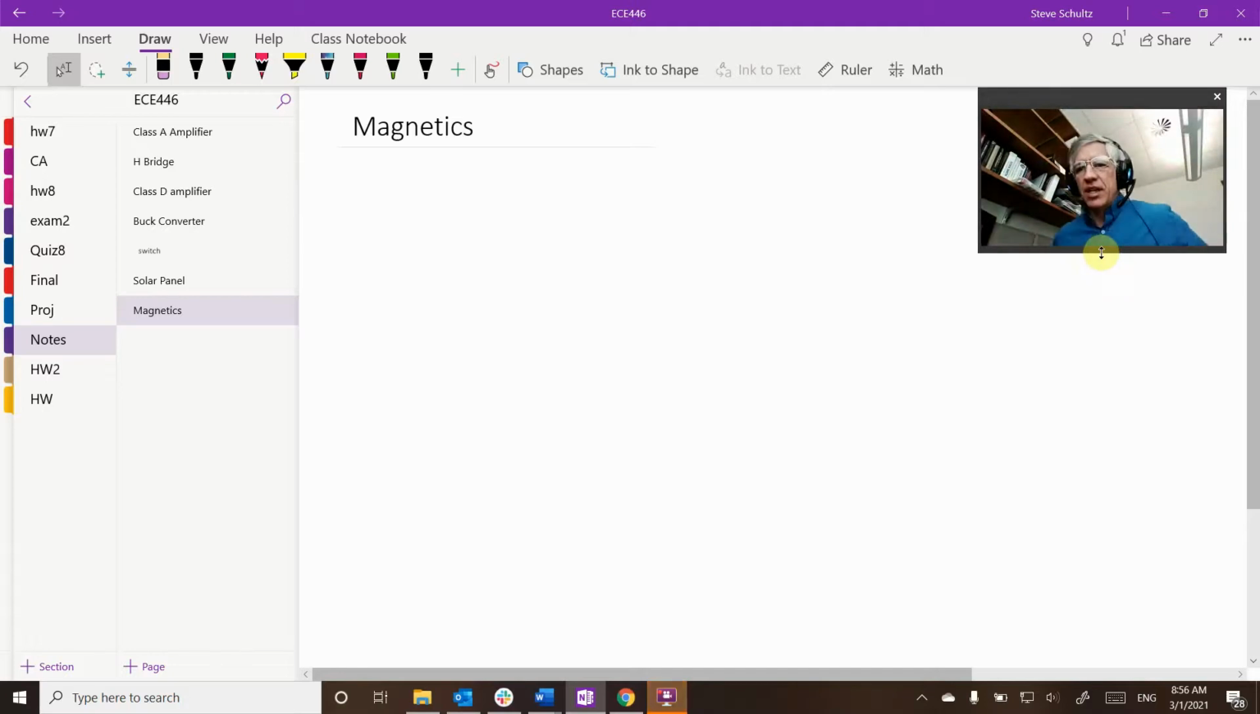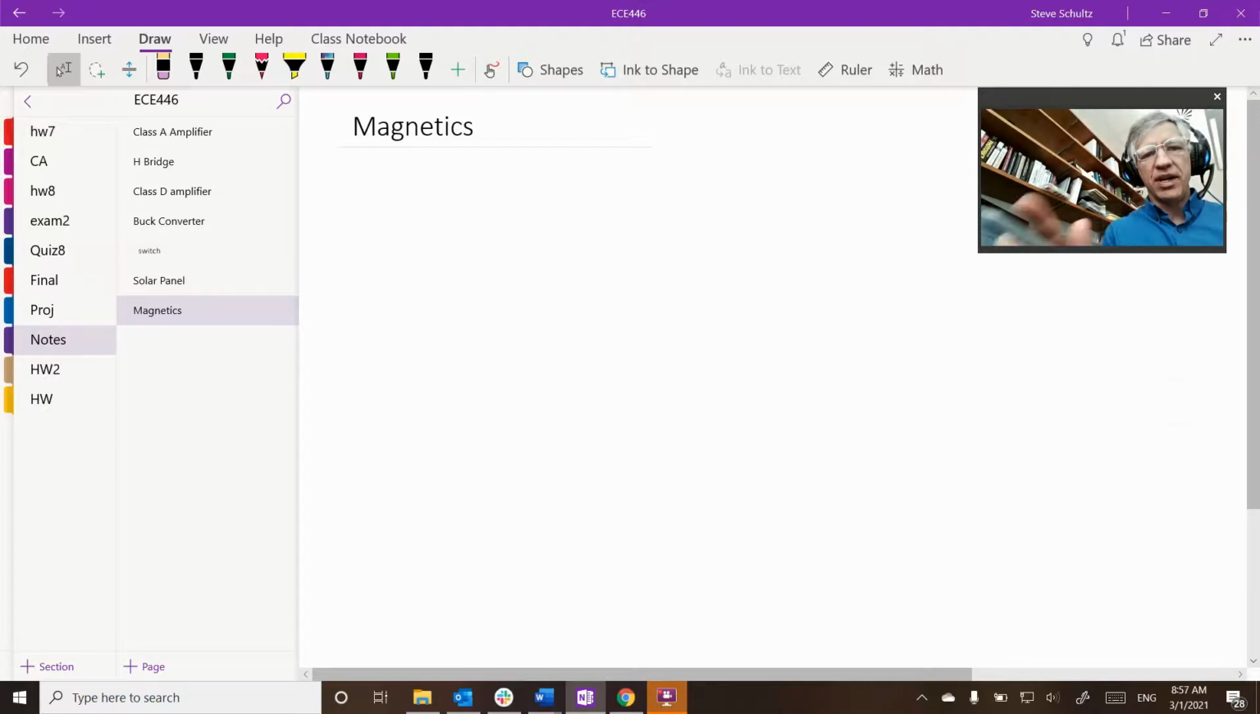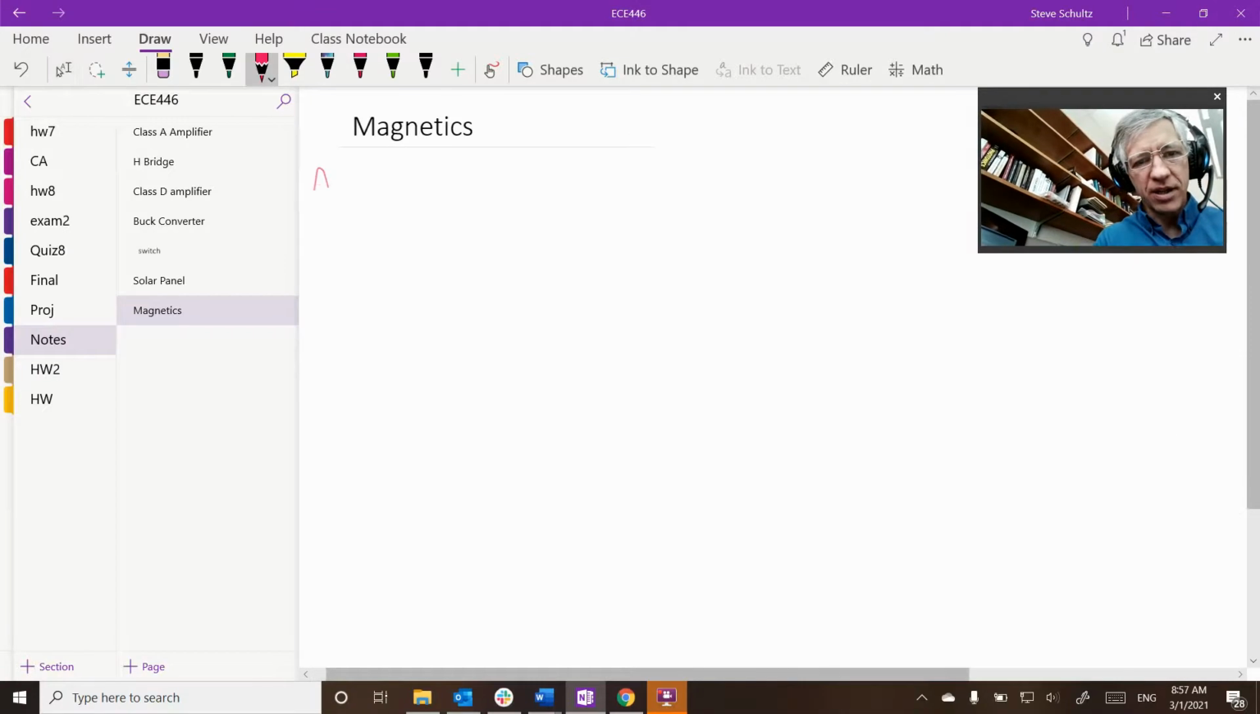Hello. So this time we're going to talk about some of the basics of magnetics. Magnetics are used in power engineering a lot, from transformers to motors and generators and inductors and all that. So we need to go over the basics of magnetics to do this. So first of all, we start with Ampere's law.